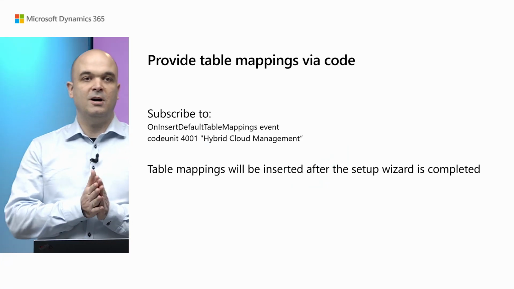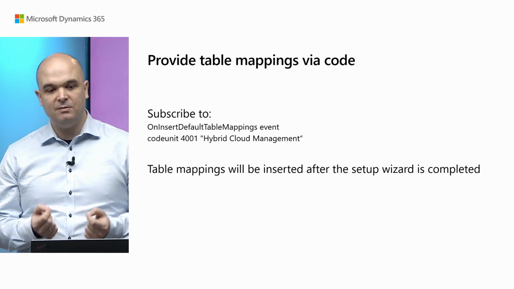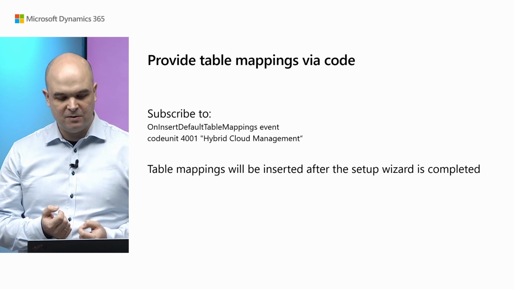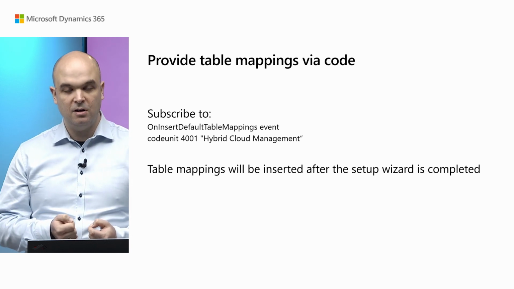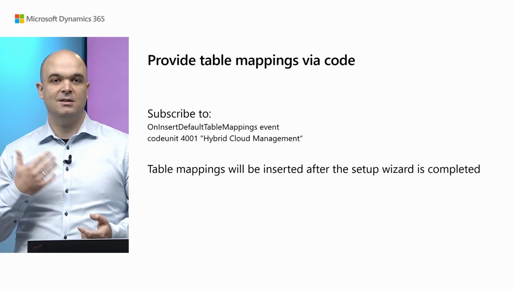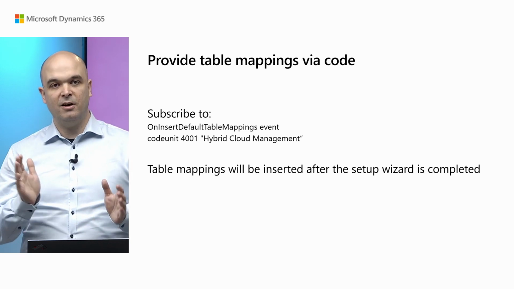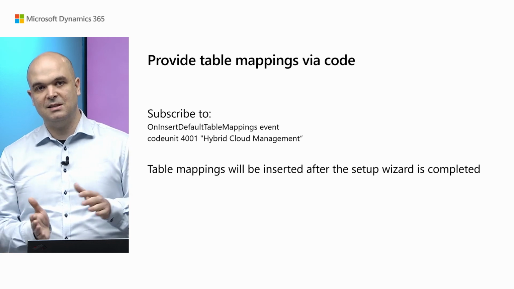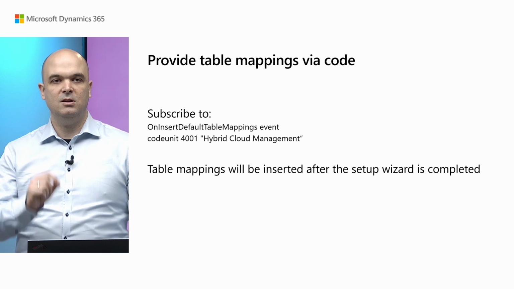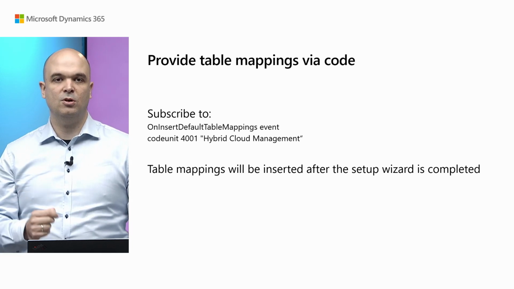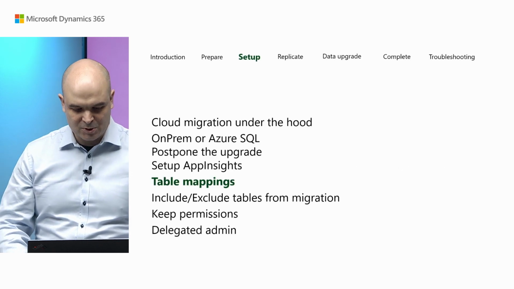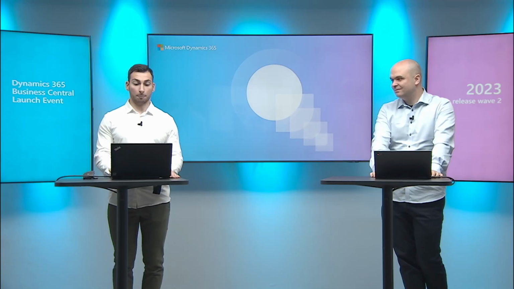Also, you're able to provide these table mappings programmatically if you subscribe to the on-insert default table mappings event from Code Unit 4001 Hybrid Cloud Management. So if you're a large partner that has a customized ISV solution and you would like to automatically split these table mappings, you can do it by code as well. And then each time we complete the wizard, we are going to update the table mappings. All right, so that was all. Back to you, Ricardo. Yep.